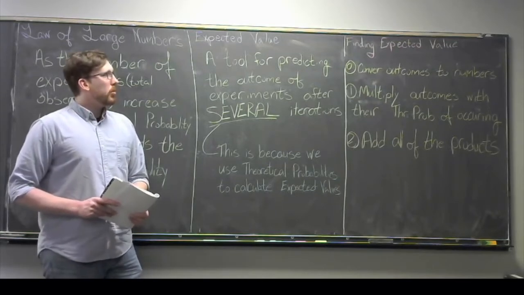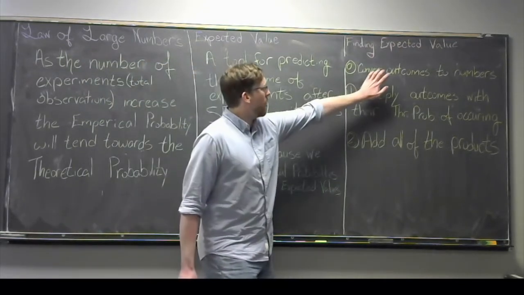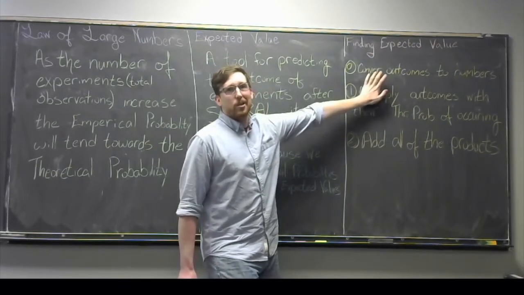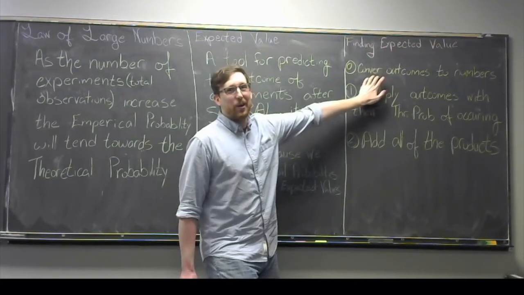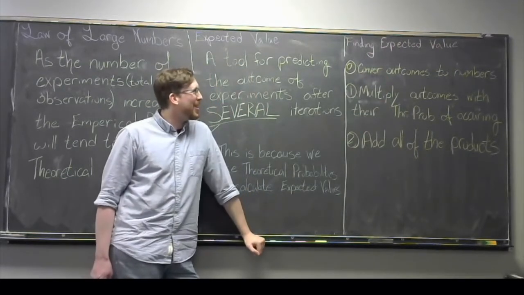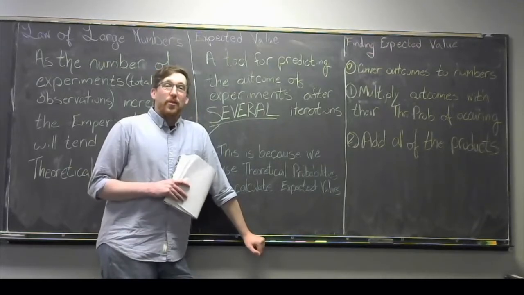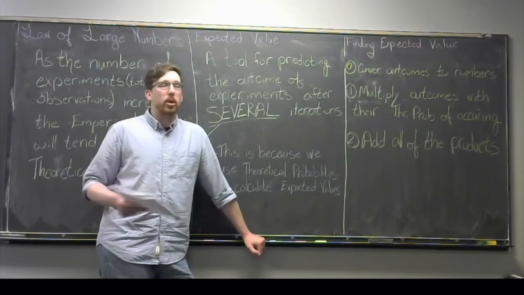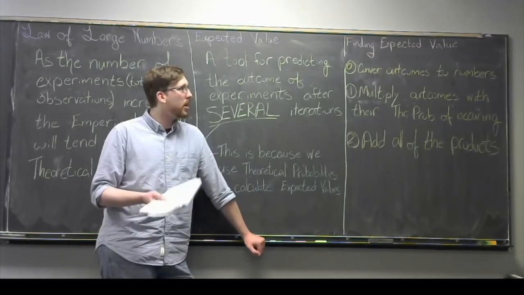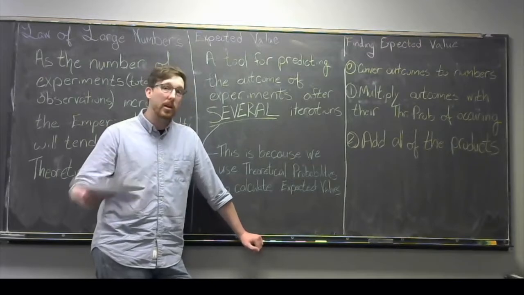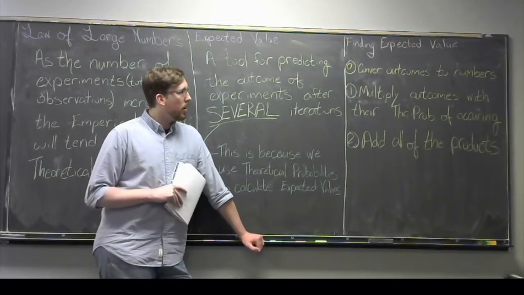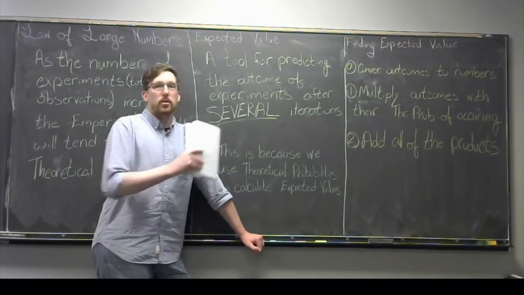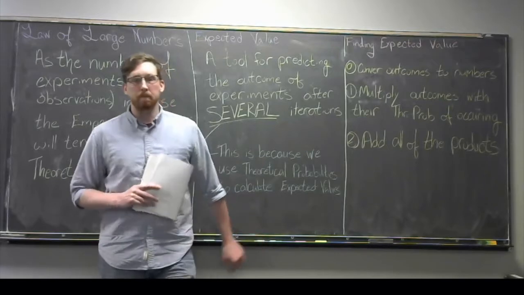Well, the first thing we need to do is figure out a way of converting all of our outcomes to numbers. And I just realized I misspelled convert, I forgot the T. Oops. So the first thing we have to do is convert all of our outcomes to numbers. It's really kind of a step 0. After that, we multiply the outcomes with the associated probability of that outcome, and then we add all of those products together.